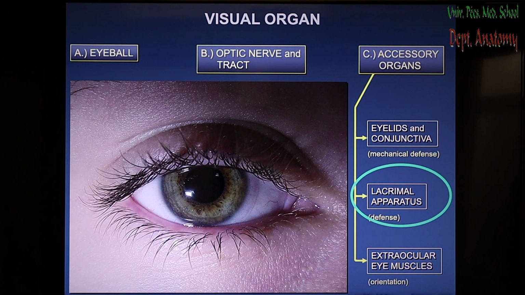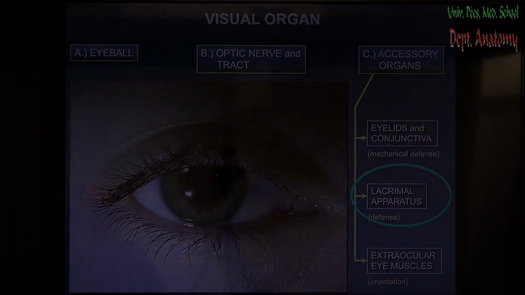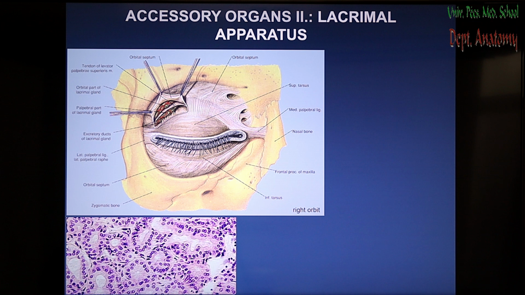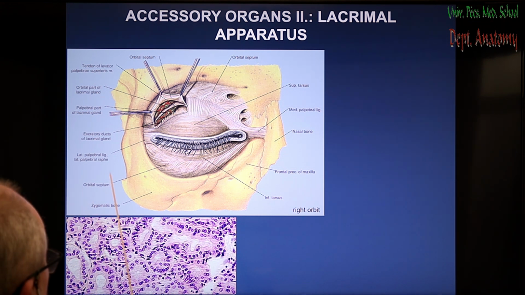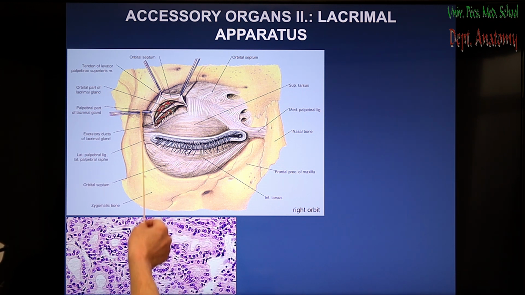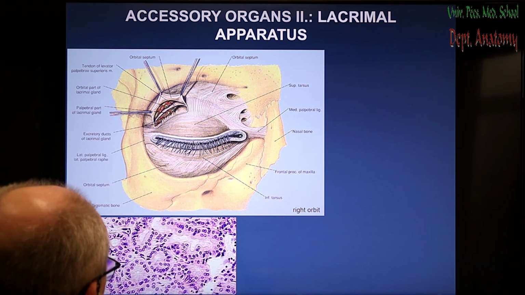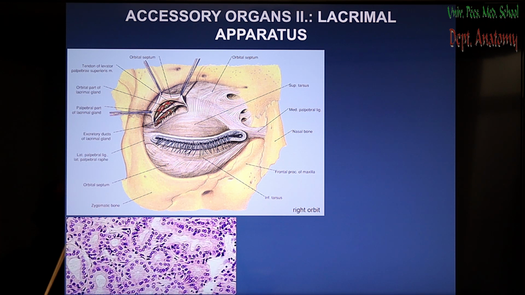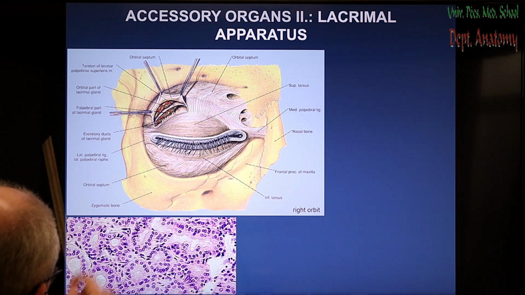The next component of accessory organs, the lacrimal apparatus, is to be discussed briefly. Everyone remembers the lacrimal gland at the junction between the lateral and superior wall of the orbit, fairly anteriorly, just behind the zygomatic process. And here the gland is located, of course.